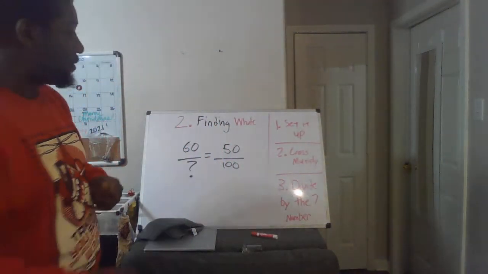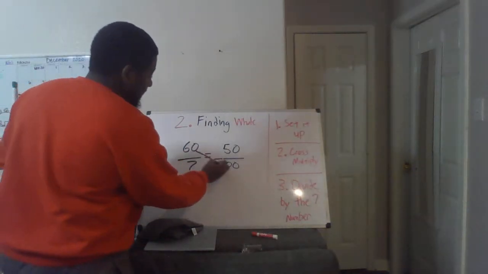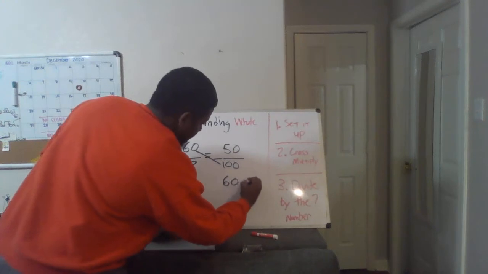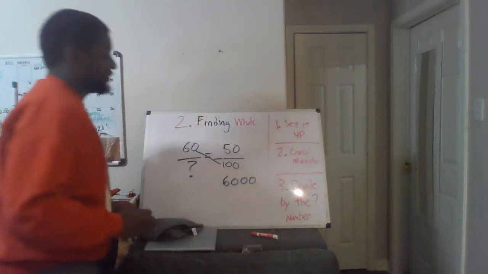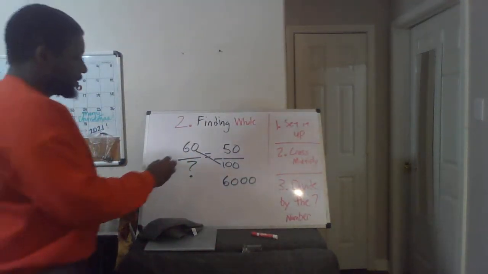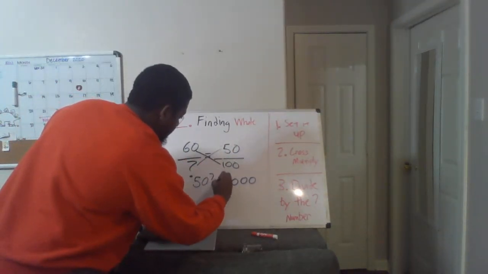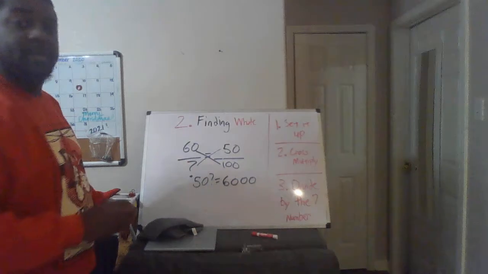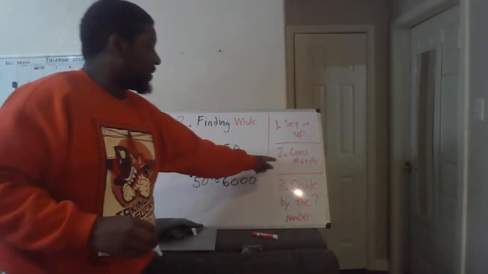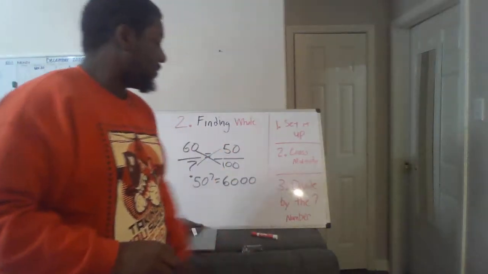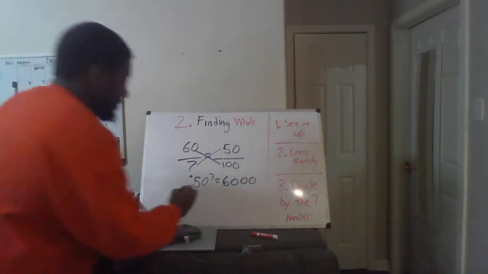Now we need to cross multiply. 60 times 100 is 6,000. Question mark times 50 gives me 50 question marks. I'm done cross multiplying. My last step is to divide by the number in front of the question mark.